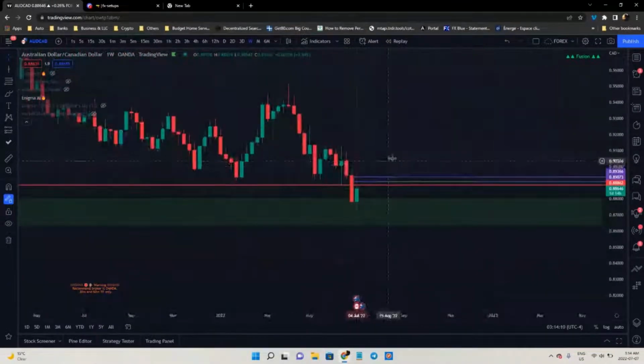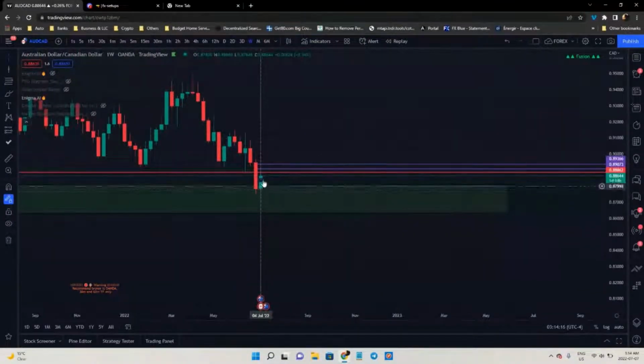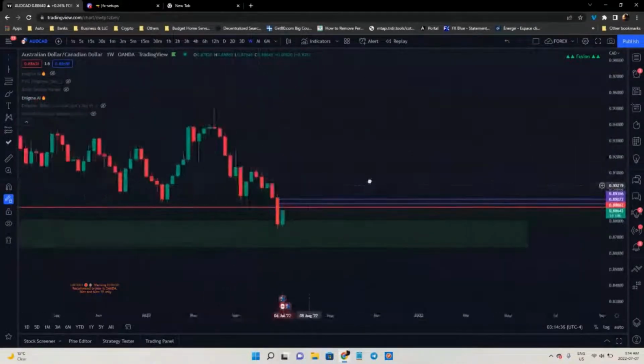So this is the week. This is the current weekly candle. That candle didn't start until the third, right? So this is the open of the candle. If we look at the previous market structure, it was on a downside. It was going down.